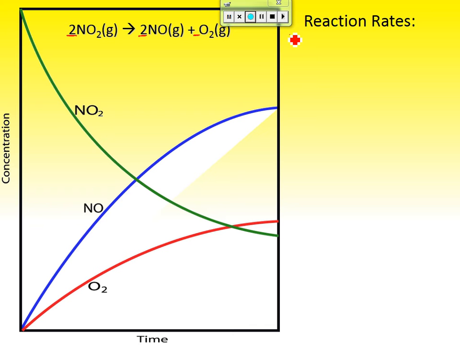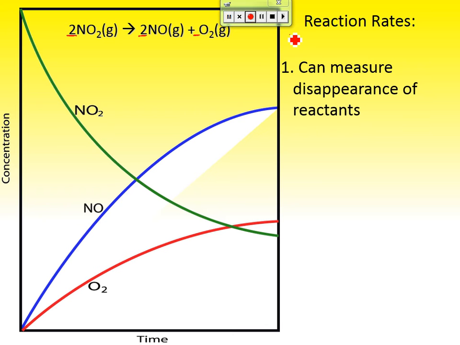Okay. Well, let's look at how this relates to reaction rates. Number 1, reaction rates can measure the disappearance of reactants. So if you'll notice here, this is a decomposition reaction where nitrogen dioxide is decomposing and forming the products. So we can look at the disappearance of the reactants. Over time, its concentration is going lower and lower as the reaction proceeds. So the reactant is going to disappear.